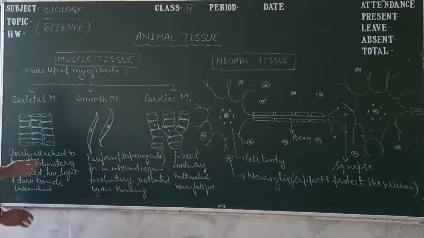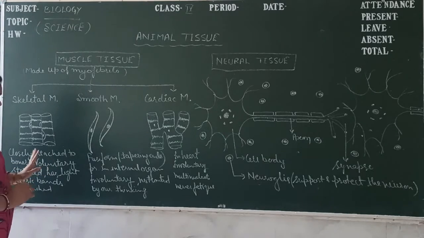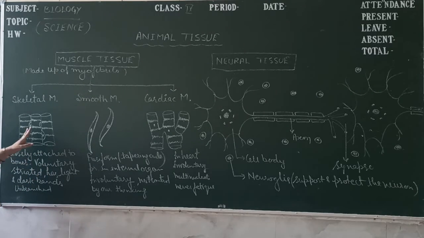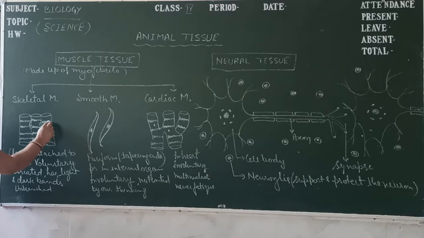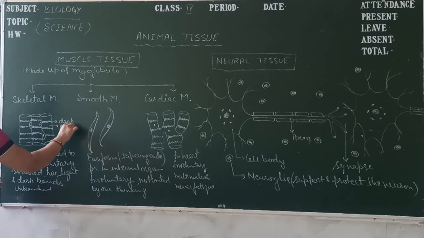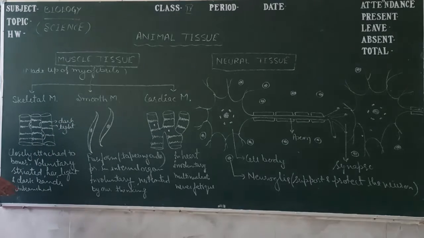Skeletal muscles are attached to the bones, to our skeleton, and they are responsible for movement and locomotion. These are voluntary muscles. Voluntary means they are controlled by our willpower, our thinking, and they have striations. These striations are dark and light bands, so this is also known as striated muscle.